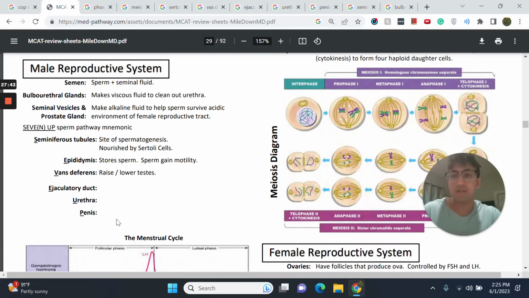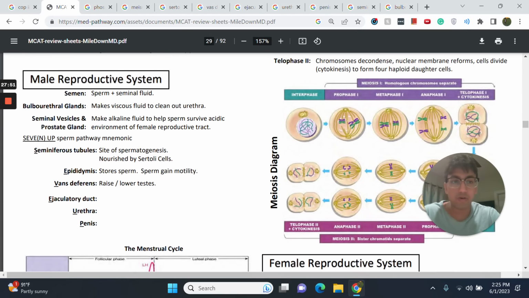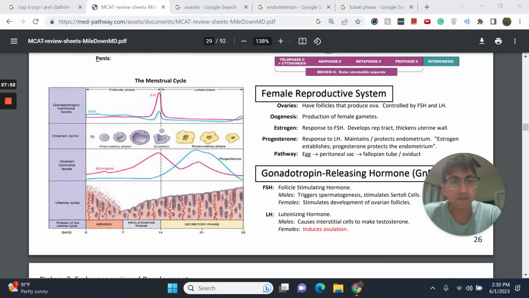So that is the male reproductive system. Just make sure you understand this. It's not super high yield for the MCAT, fortunately. Neither is the female reproductive system, but it's still important to understand all of this. All right, so the next thing we have to talk about is the female reproductive system.